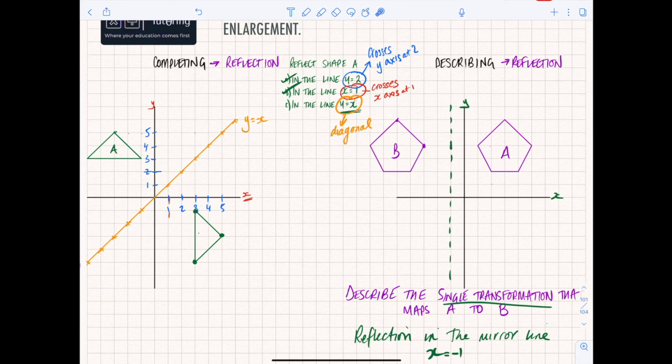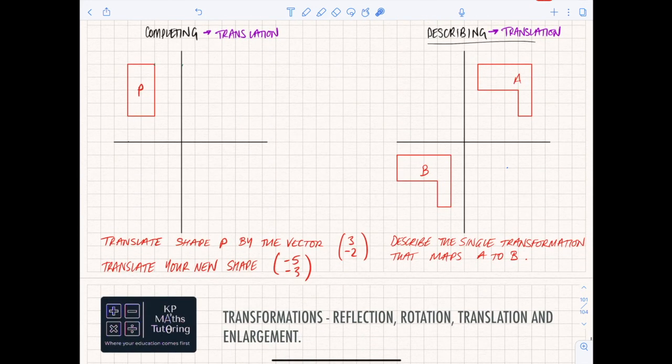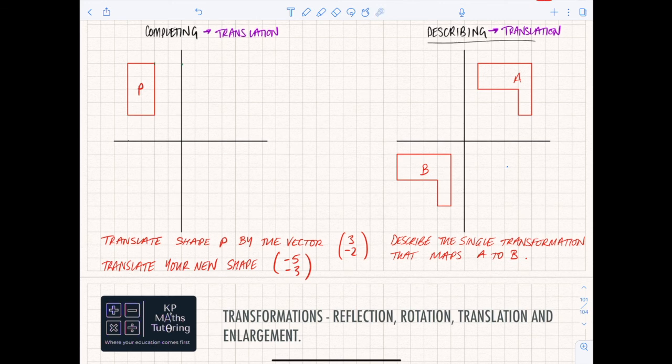Okay? So that's how you complete reflection, and that's how you describe reflection, just making sure that you're always talking about the mirror line when you're describing it. So moving on now to translation, this is what we have got. So let's do, again, we'll start with completing. We're going to complete translation first.